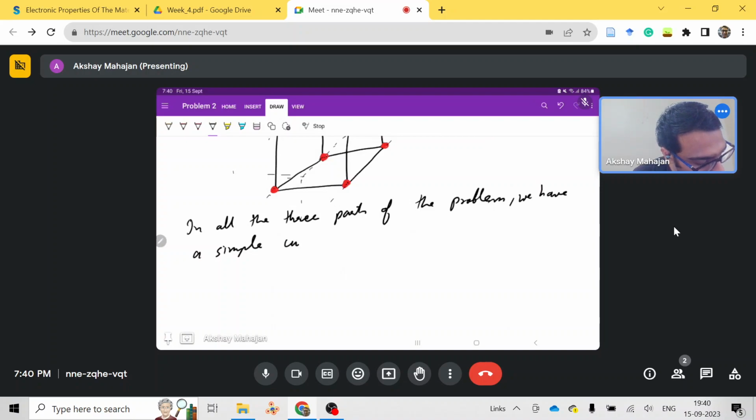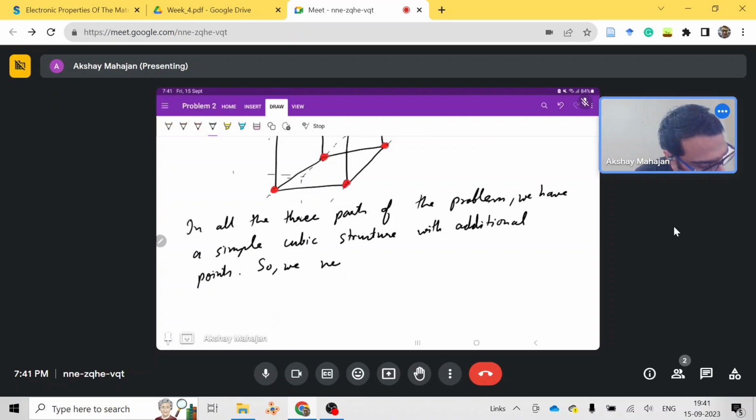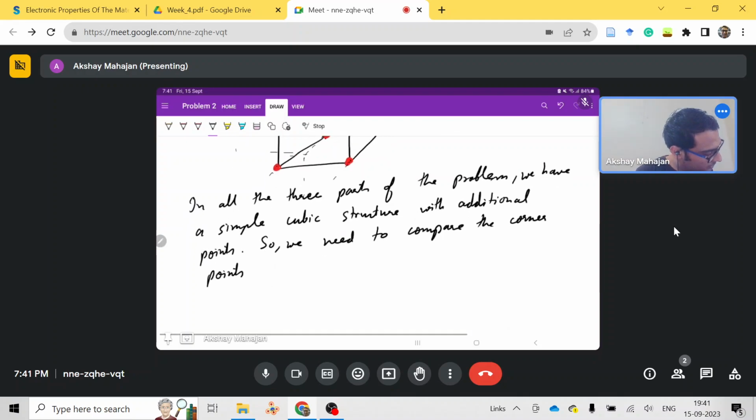In all three parts of the problem, we have a simple cubic structure with additional points. So we need to compare the corner points with the new points.